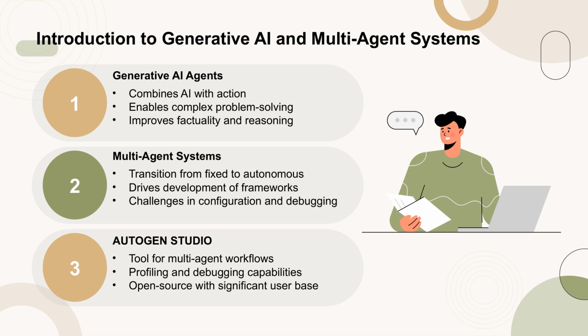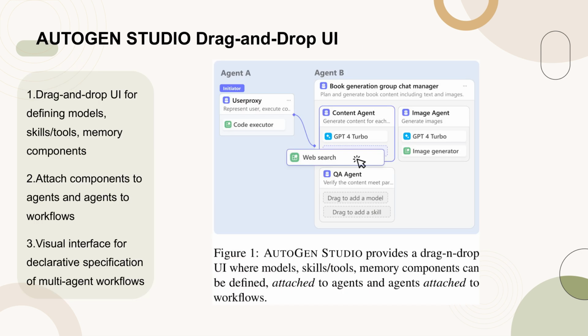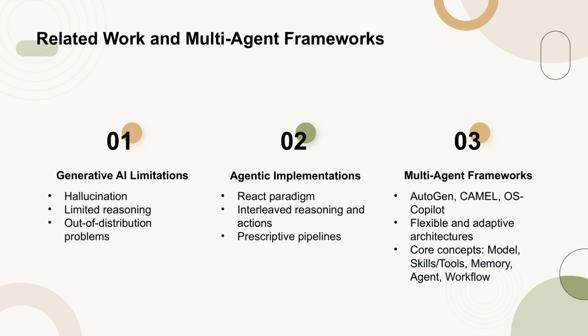multi-agent developer tooling. Figure 1 illustrates the drag-and-drop user interface of AUTOGEN STUDIO, a tool designed for rapidly prototyping, debugging, and evaluating multi-agent workflows. The interface allows users to define and attach models, skills/tools, and memory components to agents, and subsequently, to workflows. This visual approach simplifies the process of creating complex multi-agent systems, making it accessible for developers without extensive coding experience.